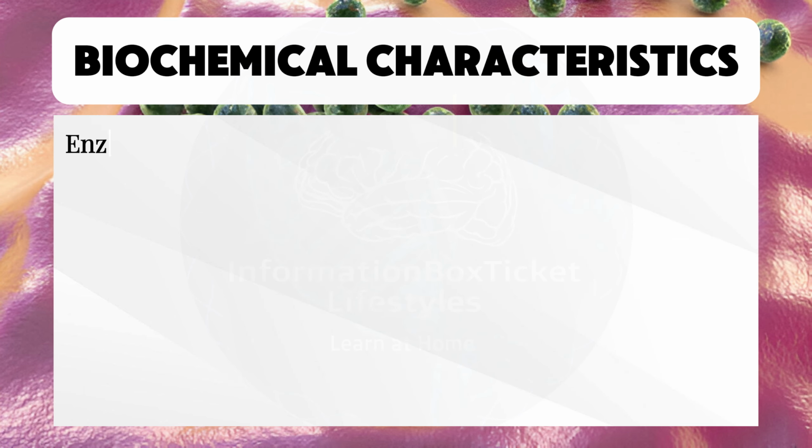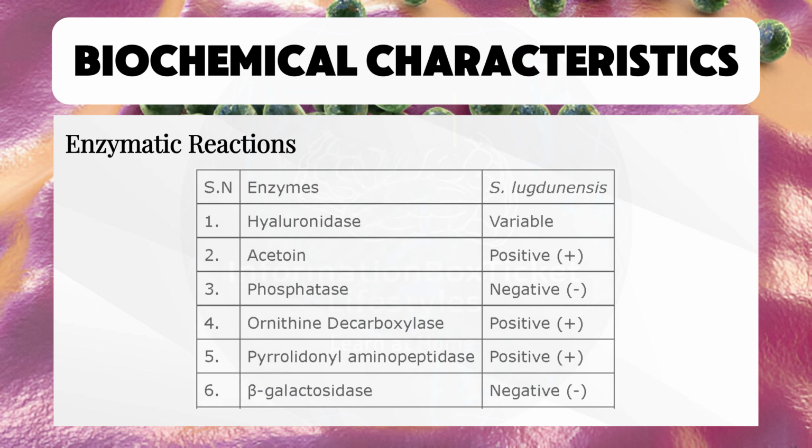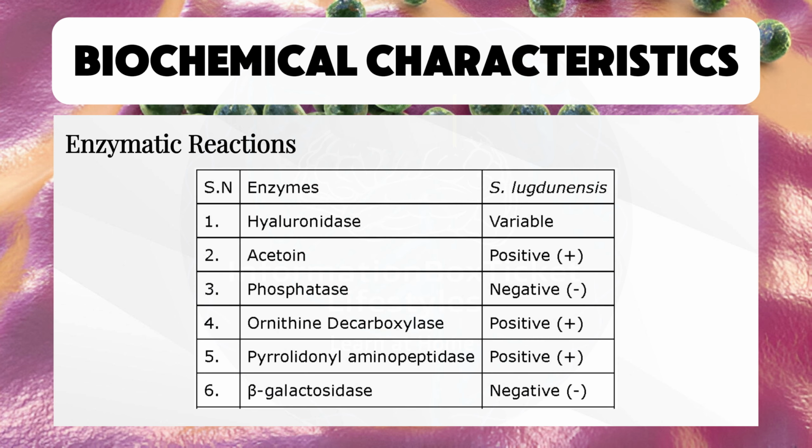negative results. Enzymatic reactions. Staphylococcus lugdunensis exhibits specific enzymatic activities. It is variable in hyaluronidase production, positive for acetoin and ornithine decarboxylase, and shows positive reactions for pyrrolidonyl aminopeptidase. Conversely, it tests negative for phosphatase and beta-galactosidase activities. These enzymatic profiles contribute to the biochemical characterization and identification of Staphylococcus lugdunensis in clinical and laboratory settings.